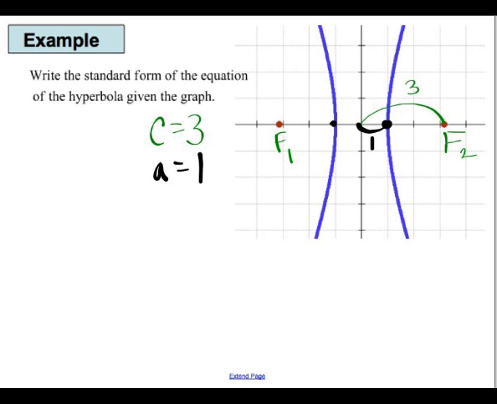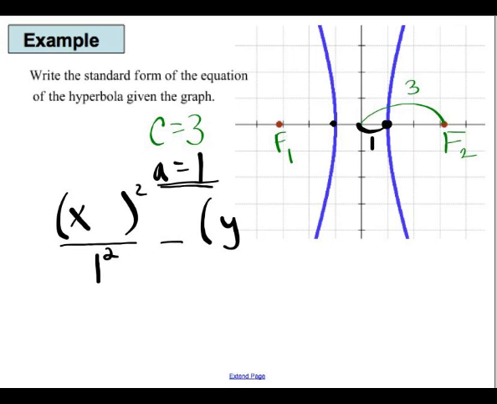I also notice the graph opening left and right, so I know my x value comes first, and then underneath my x is my 1 squared, minus, because it's a hyperbola, y squared over b squared. I don't have b yet. Equals 1, of course. Now, I also noticed the center's at 0, 0, so I really didn't need all of this, but just to be clear, it's the center of 0, 0.